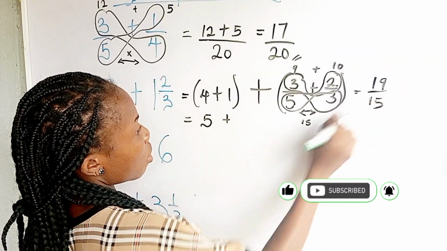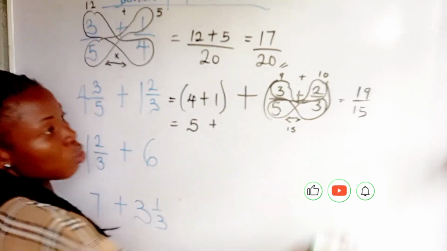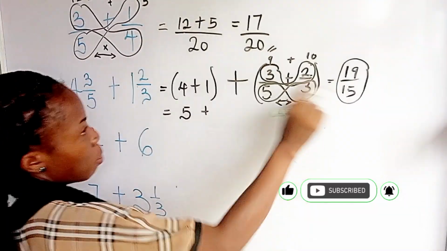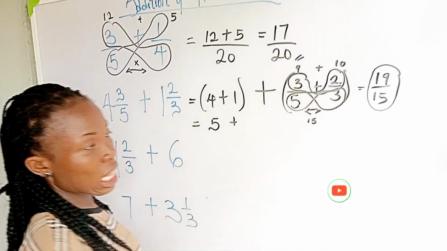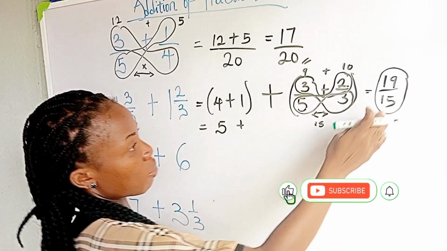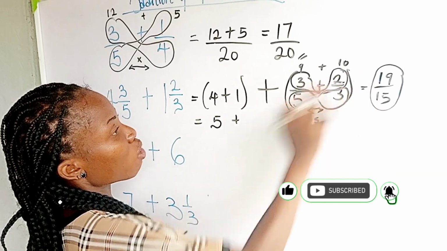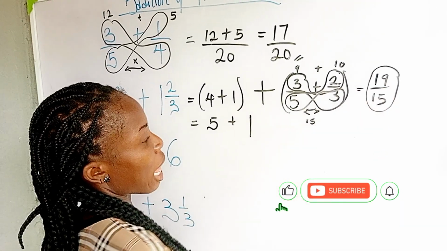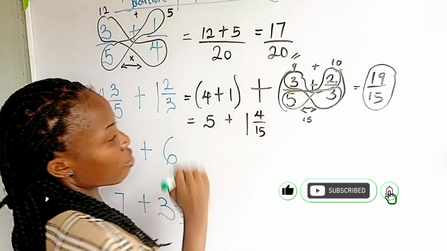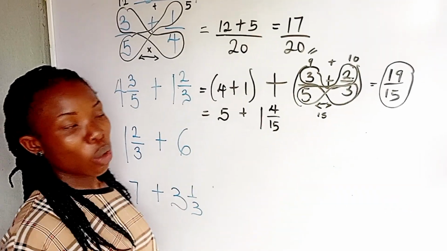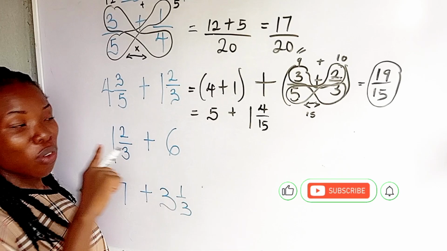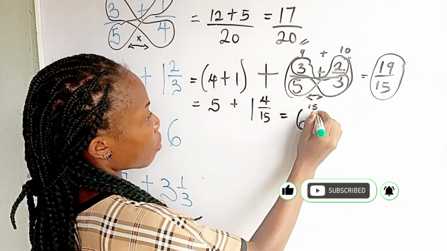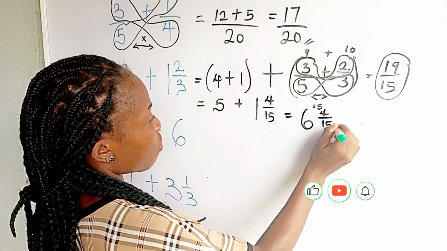So when you add that together, 9 plus 10 will give you 19 over 15. You divide to the lowest term because this is an improper fraction. Nothing can go into 19 and also go into 15, so we use 15 to divide directly. 15 goes into 19 one time, remainder 4, all over 15. Now the new whole number we have here, we are going to add to our previous whole number. So our final answer is going to be 6 whole number 4 over 15.